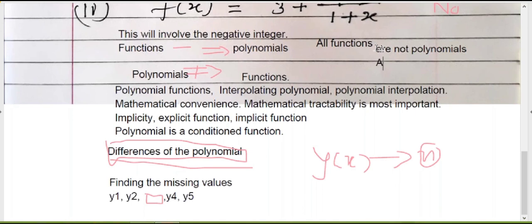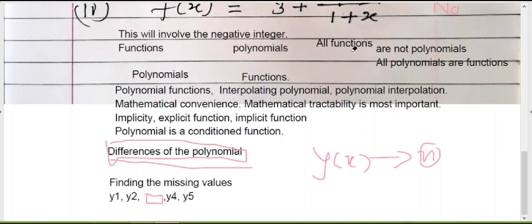All functions are not polynomial. All polynomials are functions. This symbol may create a confusion, so I use this. You look, this is a kind of eraser here. It makes a different color, then automatically this will go.